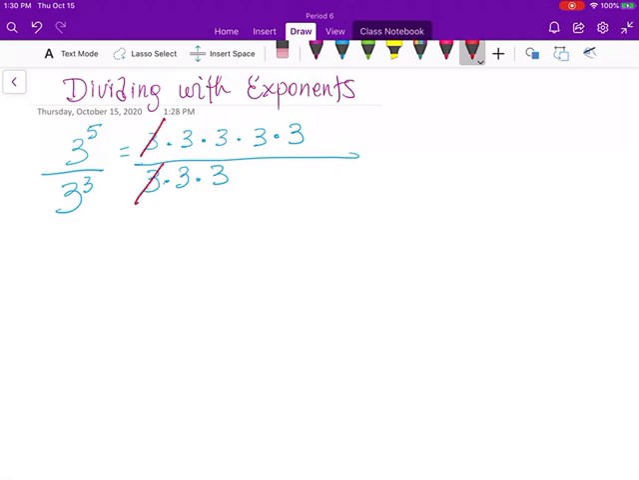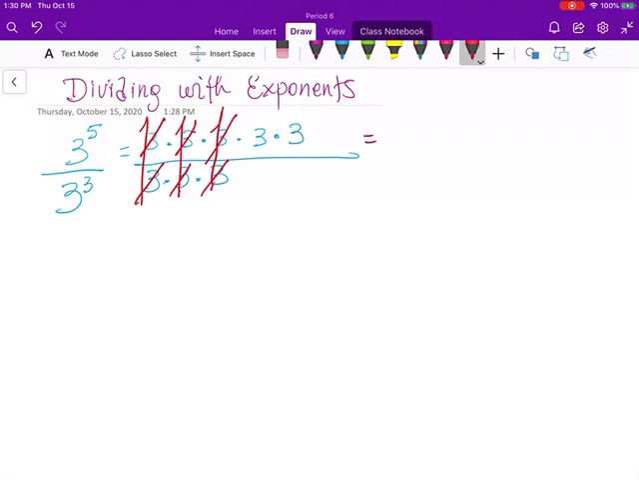So since the base on the top is the same as the one on the bottom, you simplify 3 over 3, 3 over 3, and 3 over 3. Now make sure you understand that these 3s are not just turning into 0. They're actually turning into 1. 3 divided by 3 is 1. 3 divided by 3 is 1. 3 divided by 3 is 1. 1 times 1 times 1 is 1.